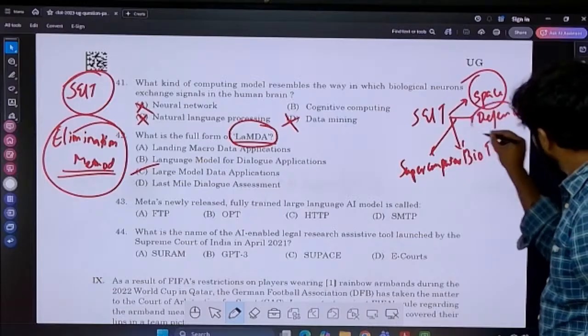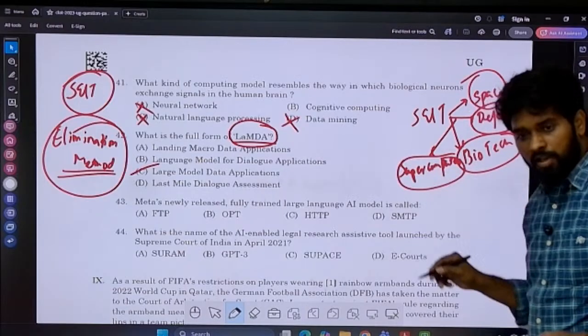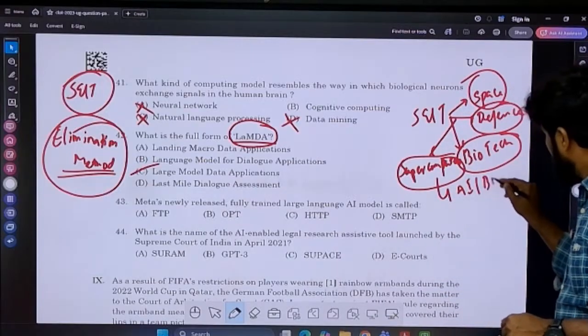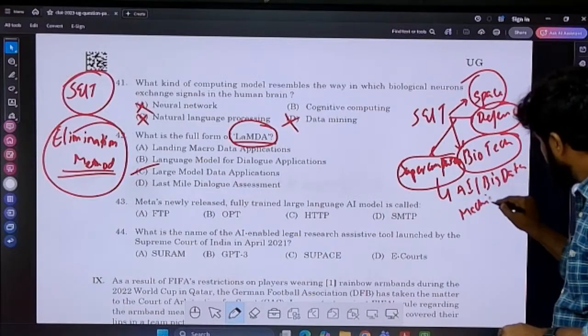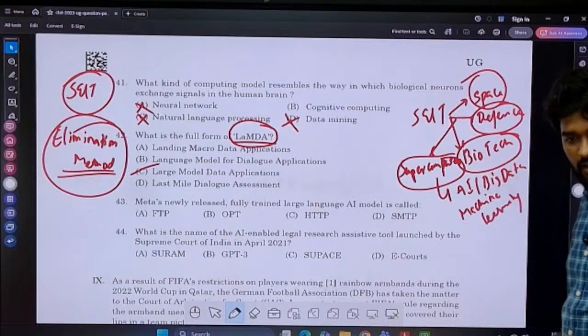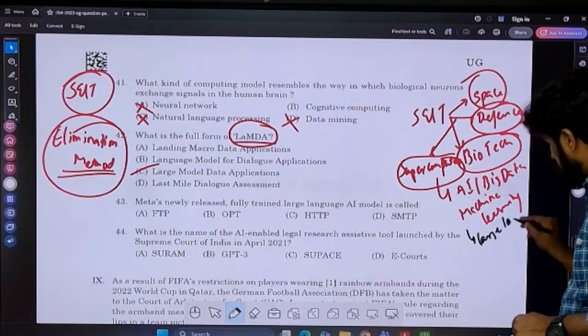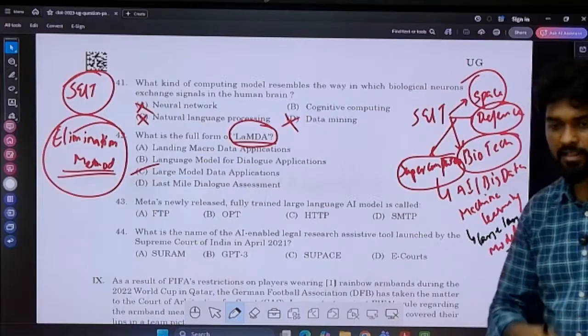I'll talk about defense entirely. I'll talk about biotechnology completely. I'll talk about supercomputers. If anything was given on AI, artificial intelligence, big data, machine learning, these are all technologies. If anything was asked on so-called large language models, I need to cover them in detail.